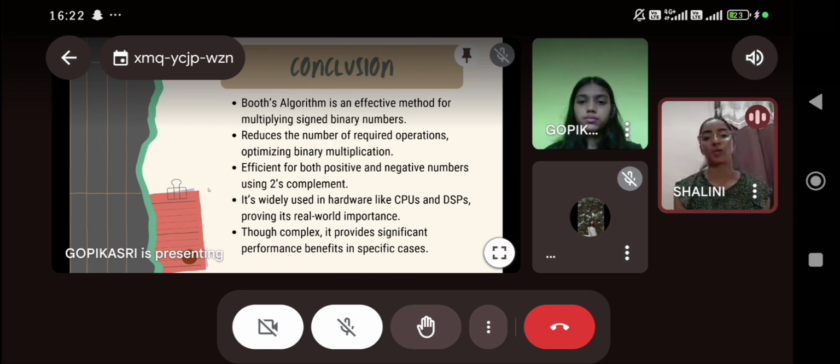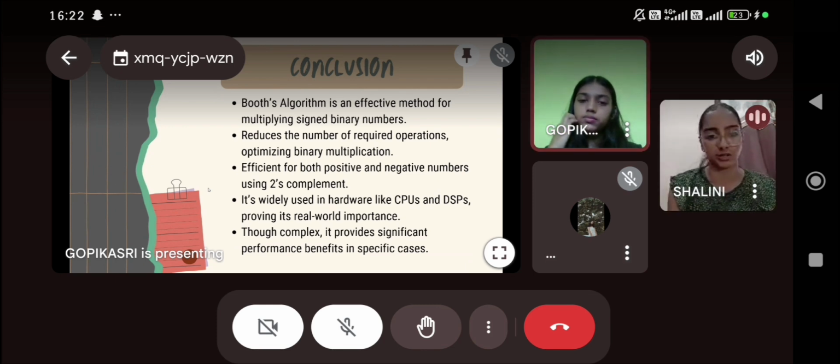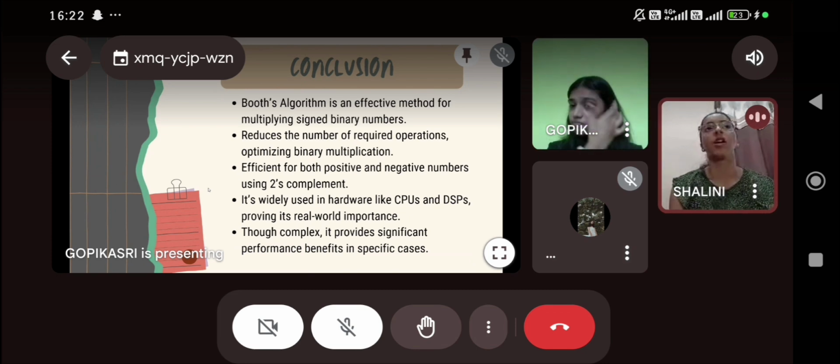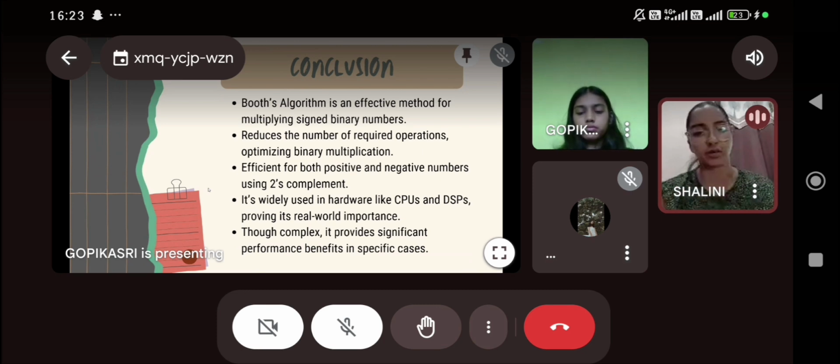Booth's algorithm is an effective method for multiplying signed binary numbers, as we saw in the introduction part. And in many other places, we have seen that it can support both positive and negative numbers, and reduces the number of required operations in optimizing the binary multiplication. On comparing the signed multiplication method with the binary recoding method, the number of steps, the shifting, the subtraction, the addition is much more in the signed multiplication method rather than in the recoding method.